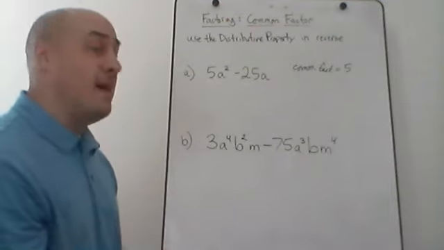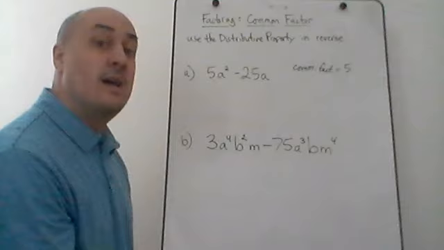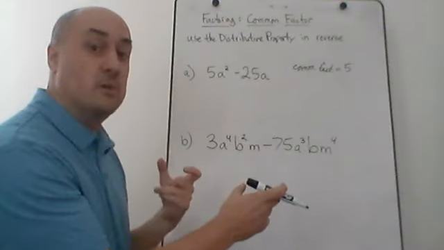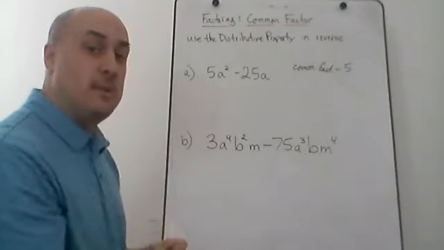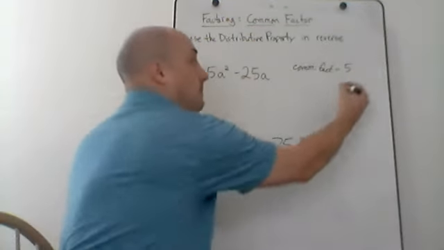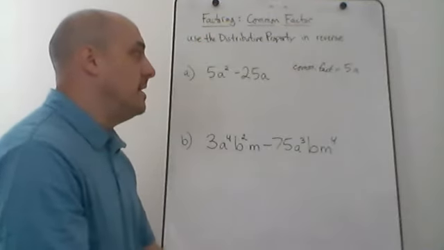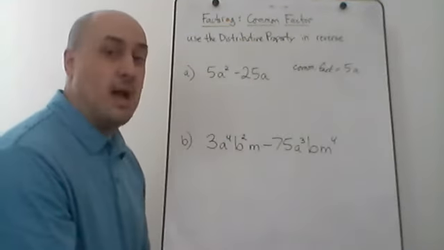Then I look at my variables, my a squared and my a. Those have a common factor of a. Remember, a squared is a times a, two of those a's multiplied together. This is just one of those a's, so what they have in common is 1a. So my common factor here is going to be 5a. That's what these two both have in common.